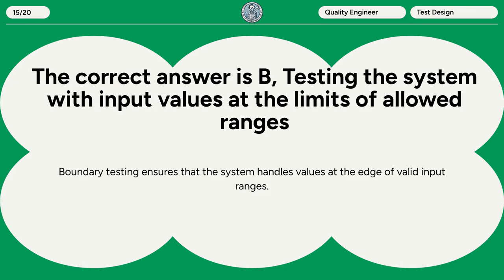The correct answer is B. Testing the system with input values at the limits of allowed ranges. Boundary testing ensures that the system handles values at the edge of valid input ranges.